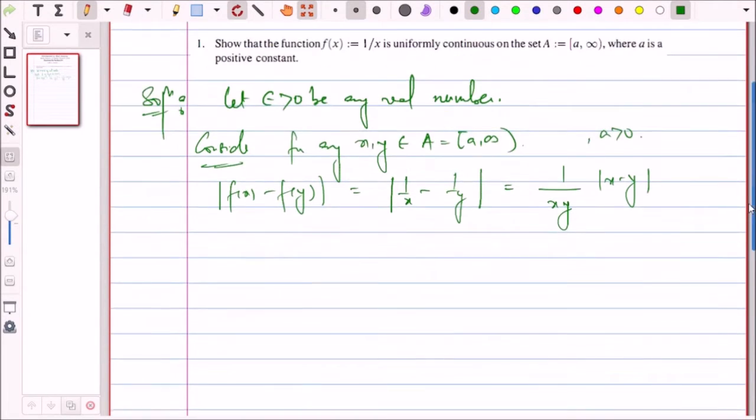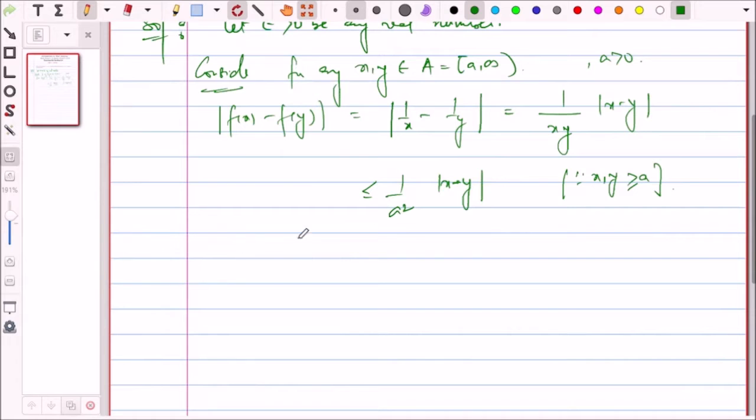Now we want this to be less than or equal to something independent of x and y. Because both x and y are greater than or equal to a, we get 1/a² times |x - y|, because we have to increase the number. To increase the number we have to reduce the denominator, and we can, because both x and y are greater than a, so we can reduce x and y to a.